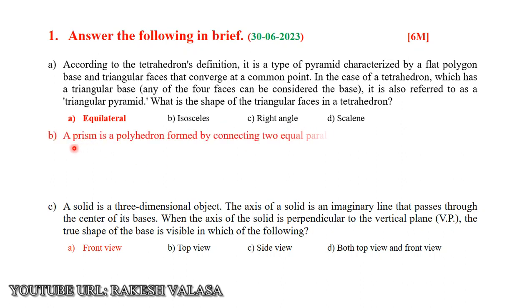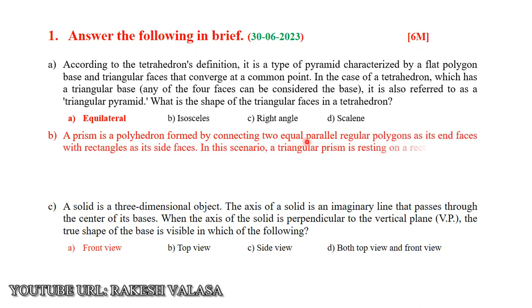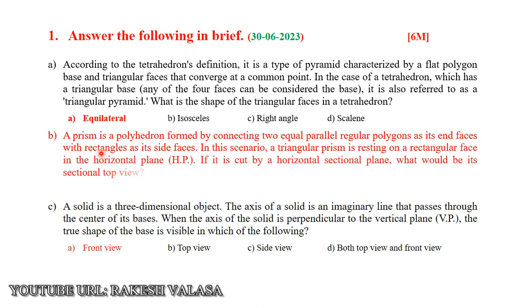Question number B. A prism is a polyhedron formed by connecting two equal parallel regular polygons as its end faces with rectangular side faces. In this scenario, a triangular prism is resting on a rectangular face in the horizontal plane. If it is cut by a horizontal section plane, what would be its sectional top view? Option A equilateral triangle, option B isosceles triangle, option C rectangle, option D none of these. The correct answer is rectangle.